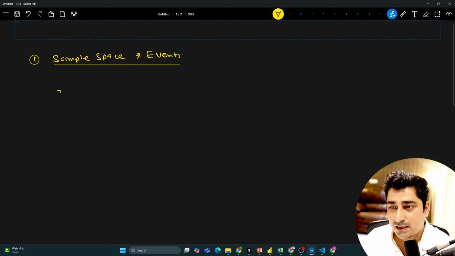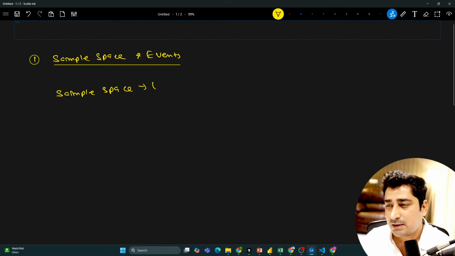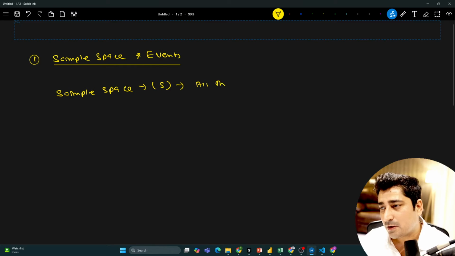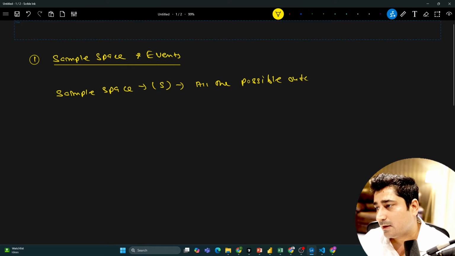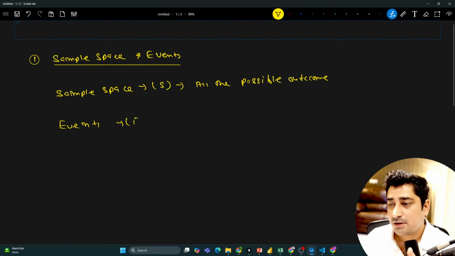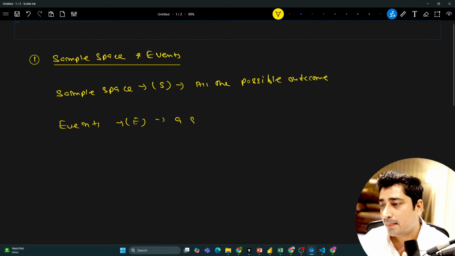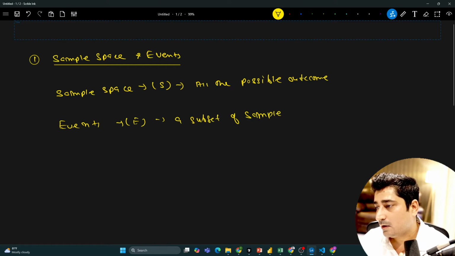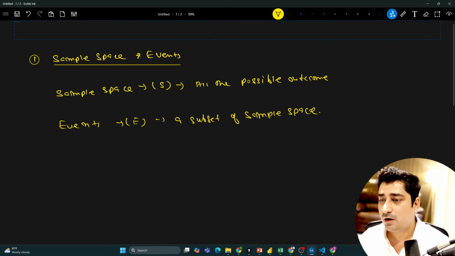If I talk about a sample space, what does the definition say? It's a very easy one, right? All of you will be able to recall and understand. Let's suppose I'm representing it with S. Here sample space is nothing but all the possible outcomes. That is called sample space, just a term. And what are events, by the way? Events are nothing but a subset of the sample space. That is called basically events.